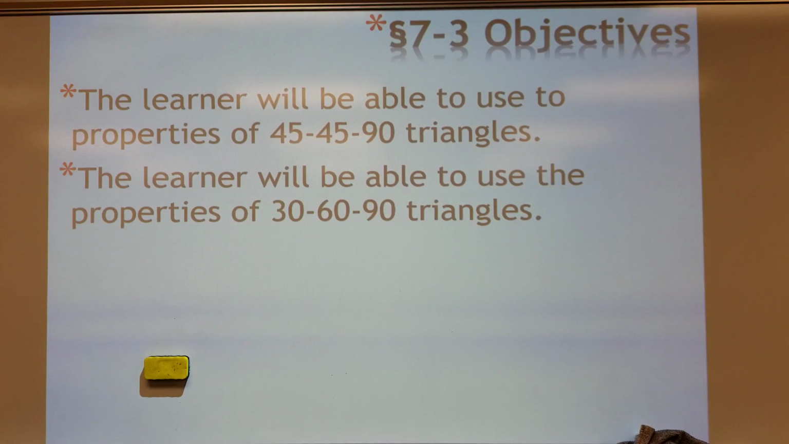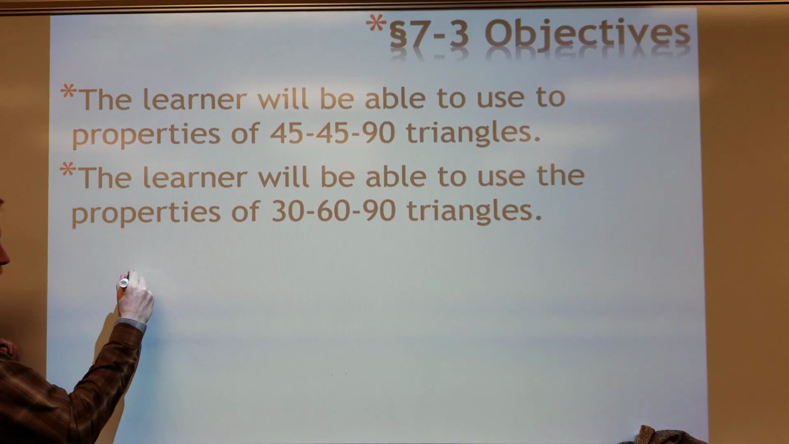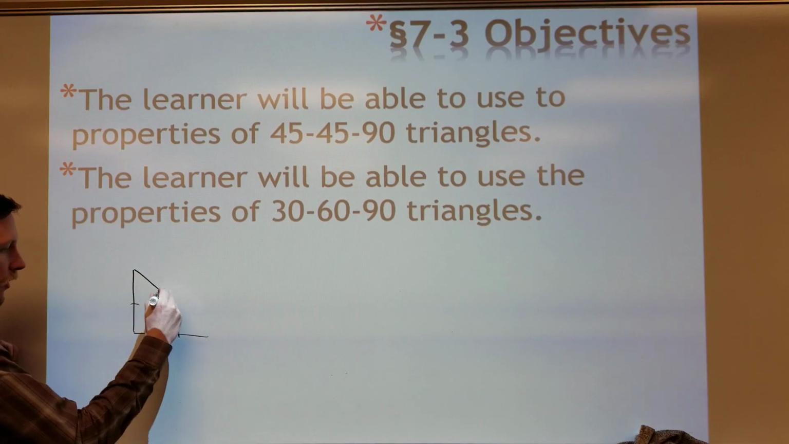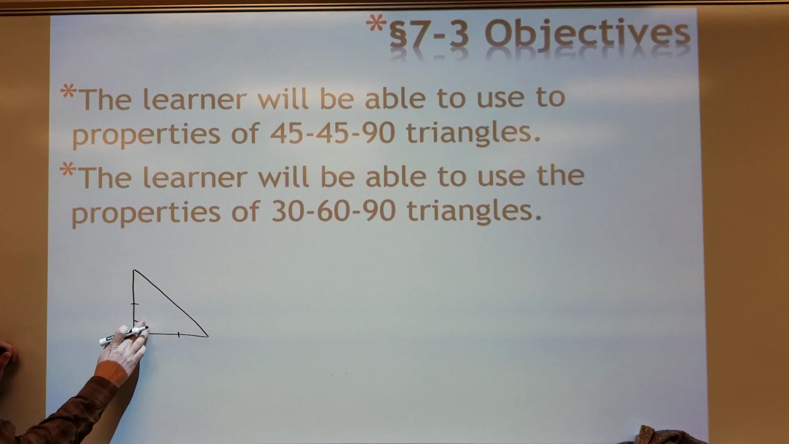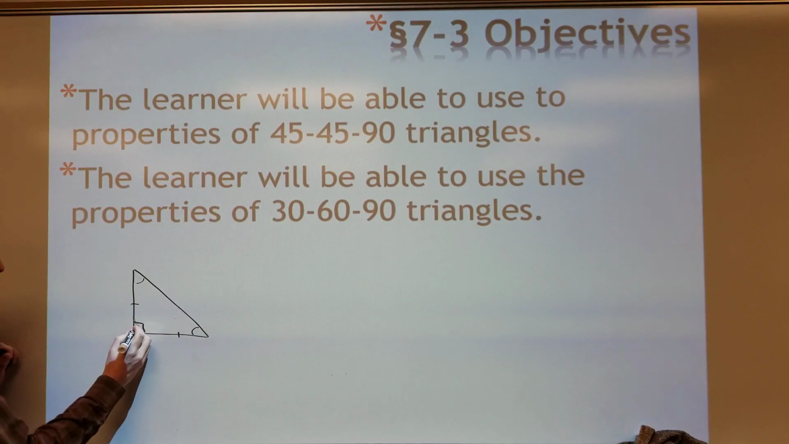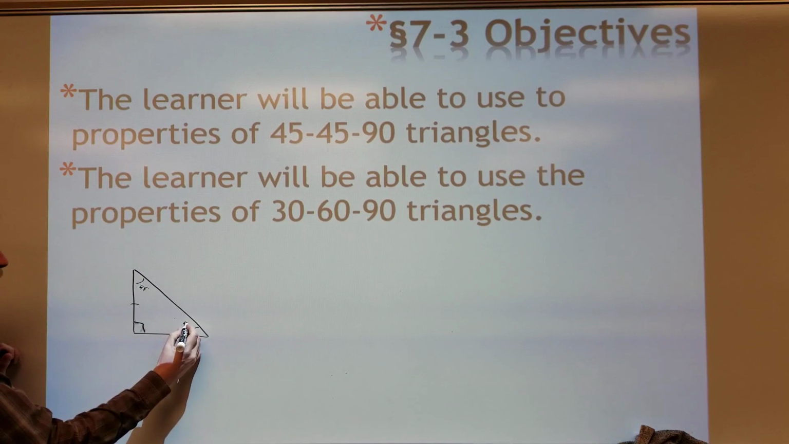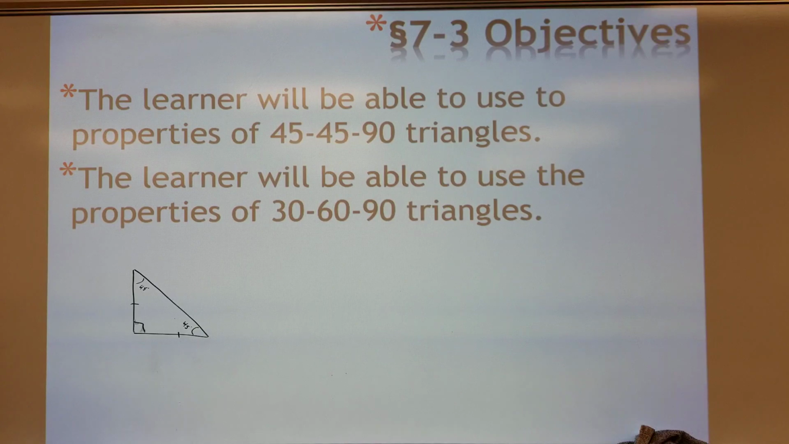And so here are the two goals for the lesson: to use the properties of 45, 45, 90 triangles and 30, 60, 90 triangles. So 45, 45, 90 simply refers to the angle measures in an isosceles right triangle. So if we have an isosceles right triangle where the lengths of the legs are equal to each other, then we know in this right triangle that the base angles have to be congruent. And so if this is 90 degrees here, then each of these must be 45 degrees, because 45 plus 45 plus 90 will add up to 180 degrees.